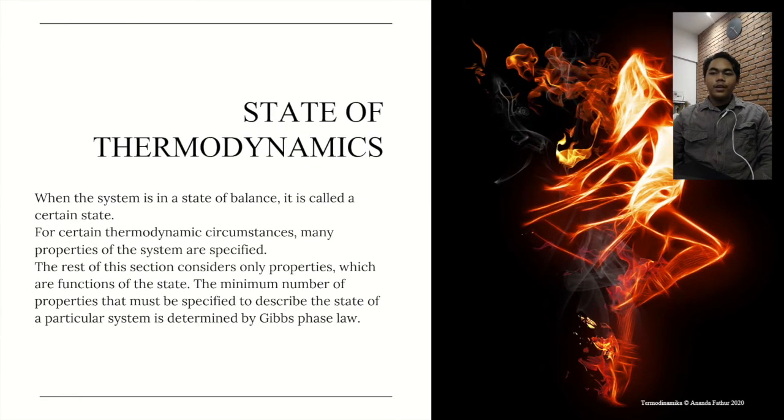The state of thermodynamics. When the system is in a state of balance, it is called a certain state. For certain thermodynamic circumstances, many properties of the system are specified. The rest of this section considers only properties which are functions of the state. The minimum number of properties that must be specified to describe the state of a particular system is determined by Gibbs' phase rule.